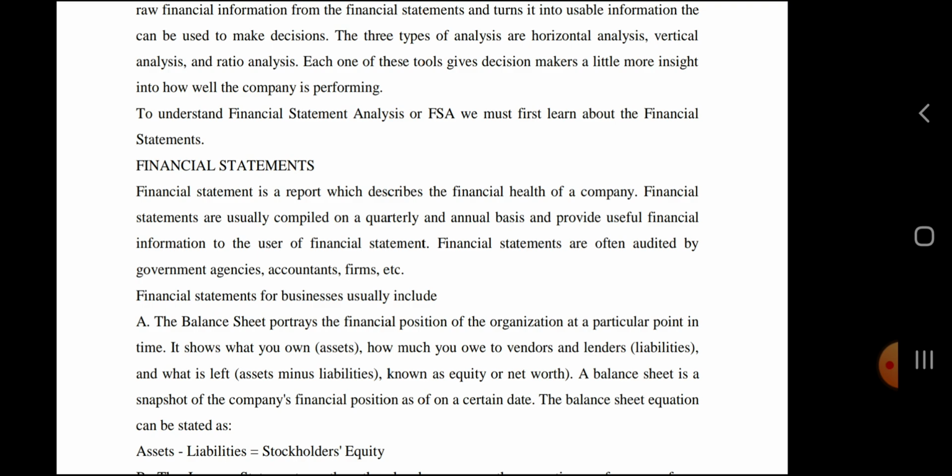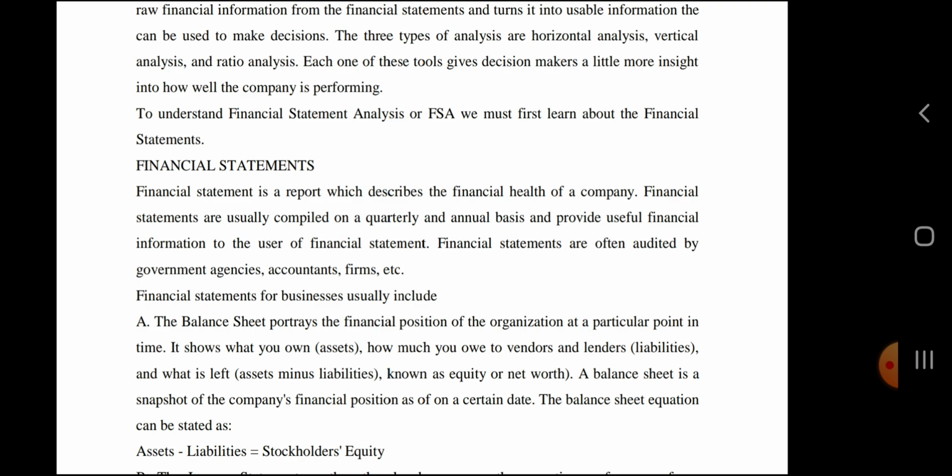Financial statements are usually compiled on a quarterly and annual basis and provide useful financial information to the users of financial statements. Financial statements are often audited by government agencies, accountant firms, etc. So financial statement means what? Financial statement, it is a report. Okay, it is a report that describes the financial and profitability position of the business or of the company.